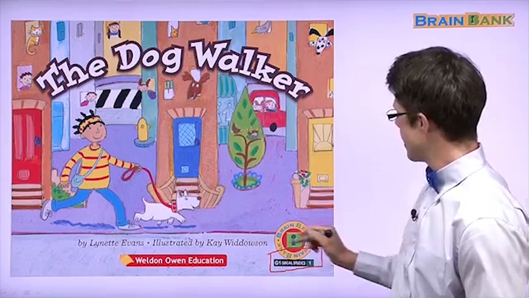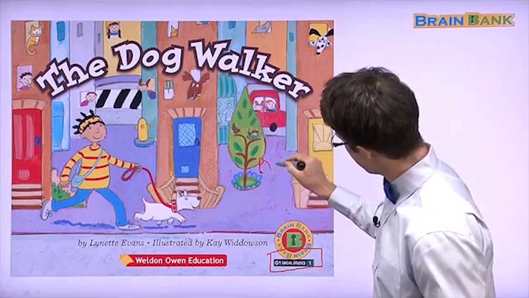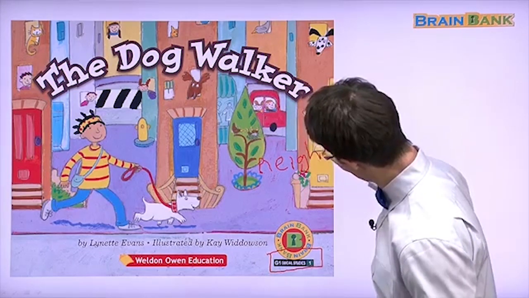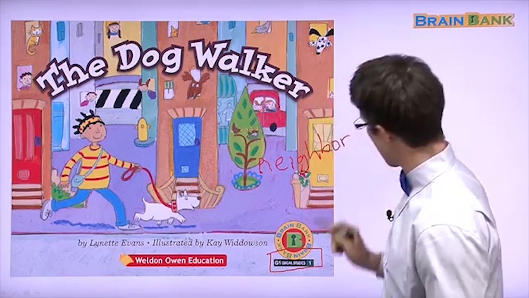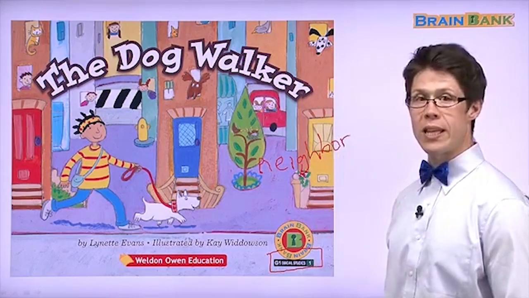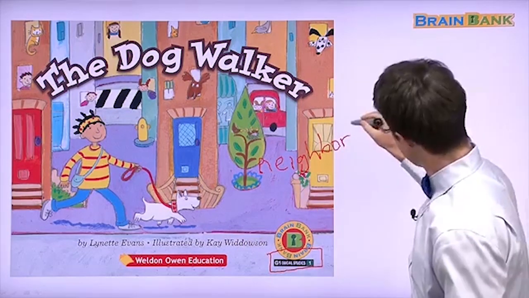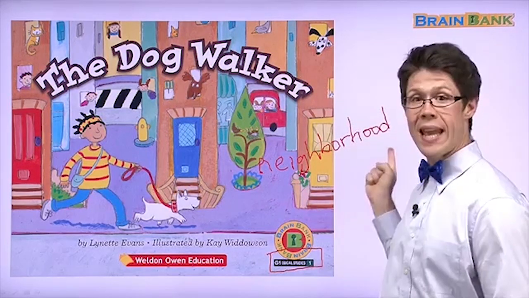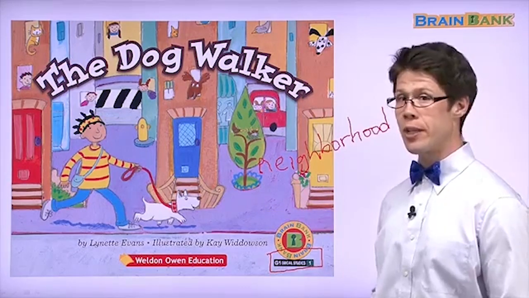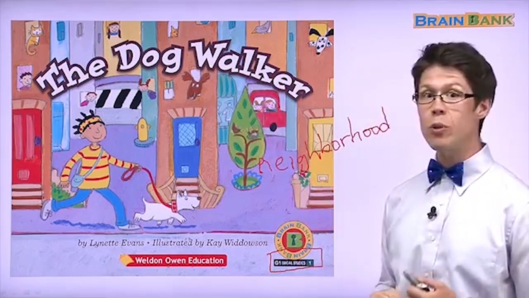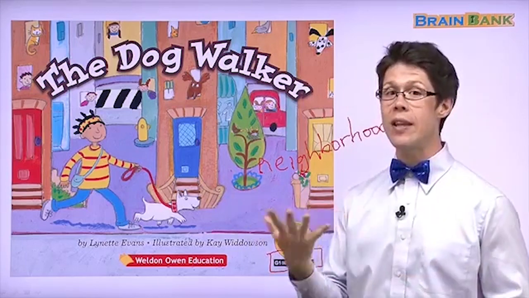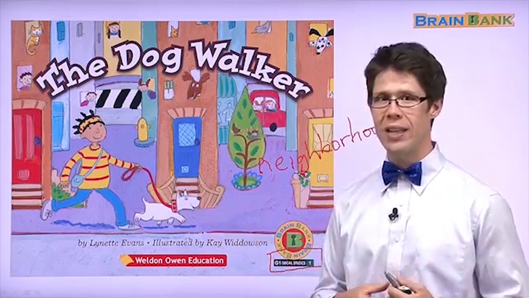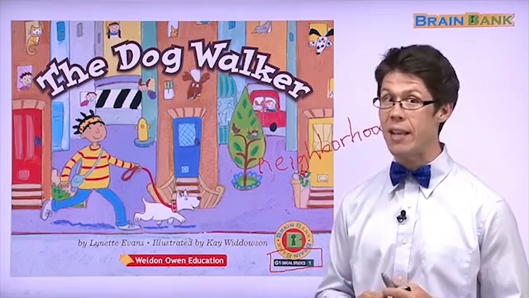Yes, neighborhood. Neighborhood is N-E-I-G-H-B-O-R. Neighbor. Neighbor is 옆집 사람. Neighborhood. 동네. Neighborhood. In The Dog Walker, we will look at some places in our neighborhood. 동네에서 있는 여러 장소. Okay, many kinds of places in our neighborhood.